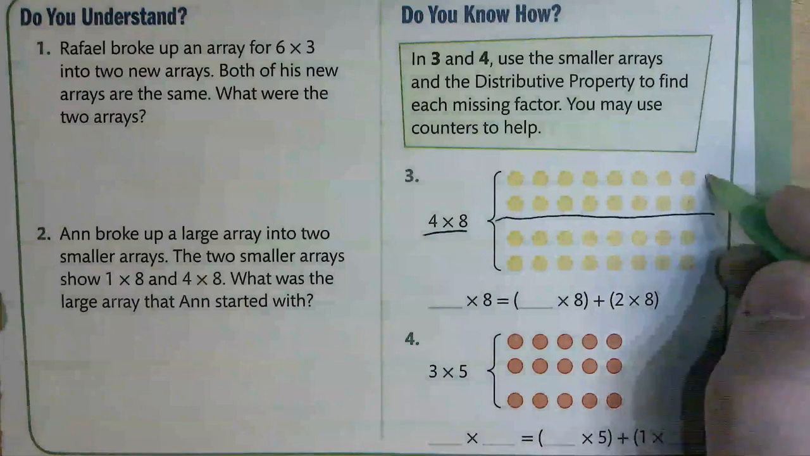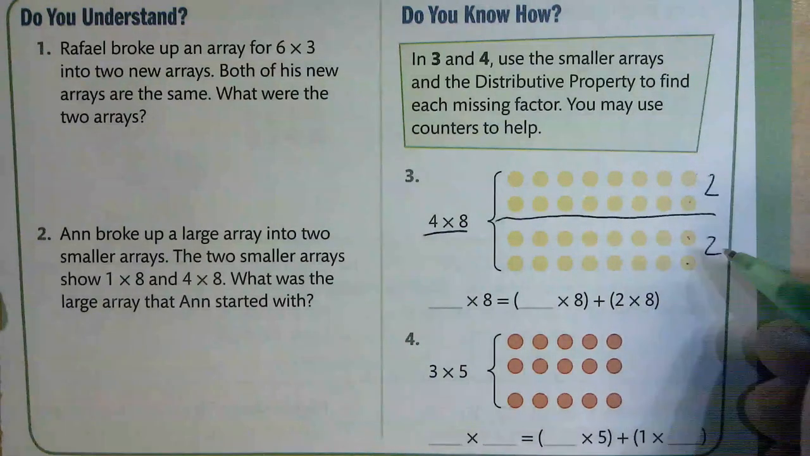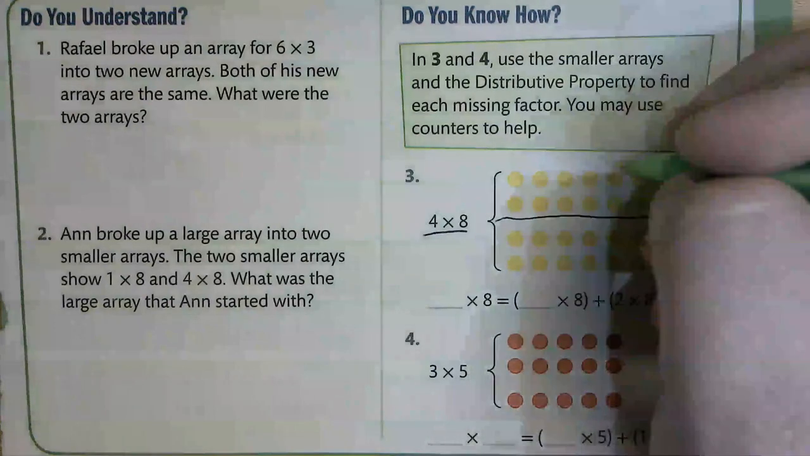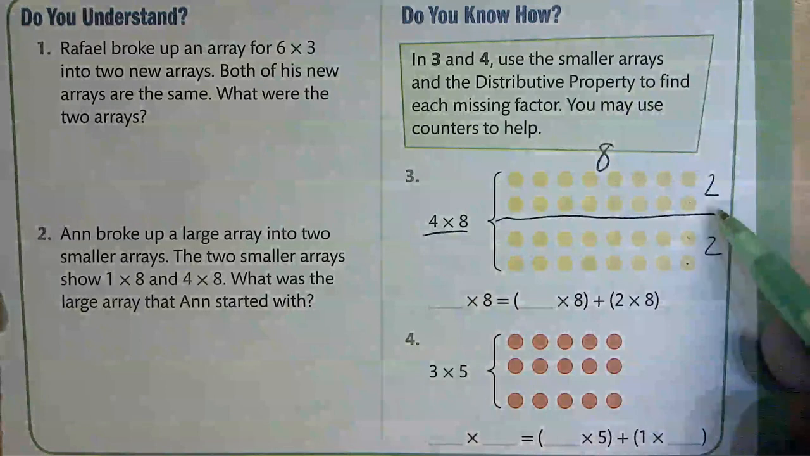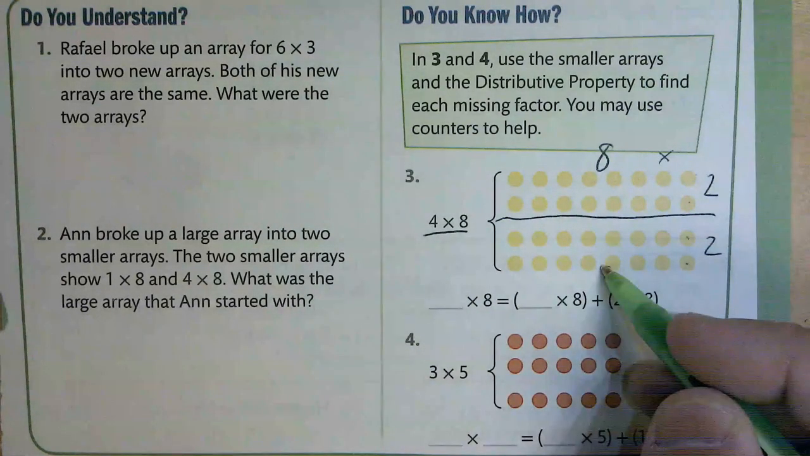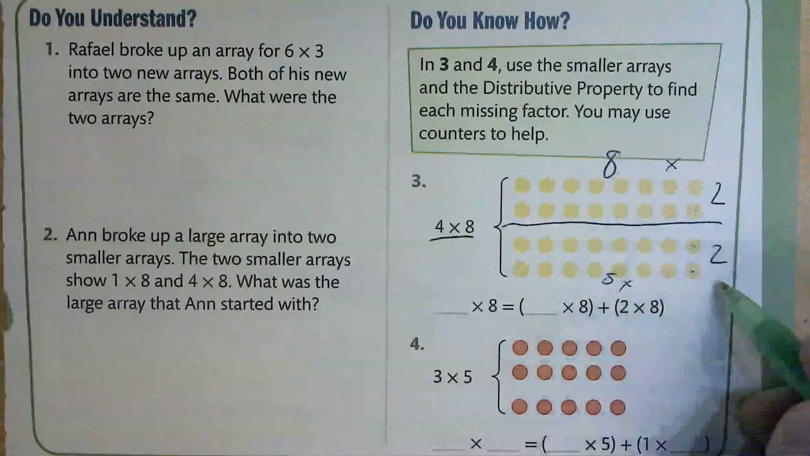Well, I've got 1, 2, 1, 2. How many are in each row? 1, 2, 3, 4, 5, 6, 7, 8. So my multiplication fact is 8 times 2. And then down here, I've got the same number. So it's 8 times 2.